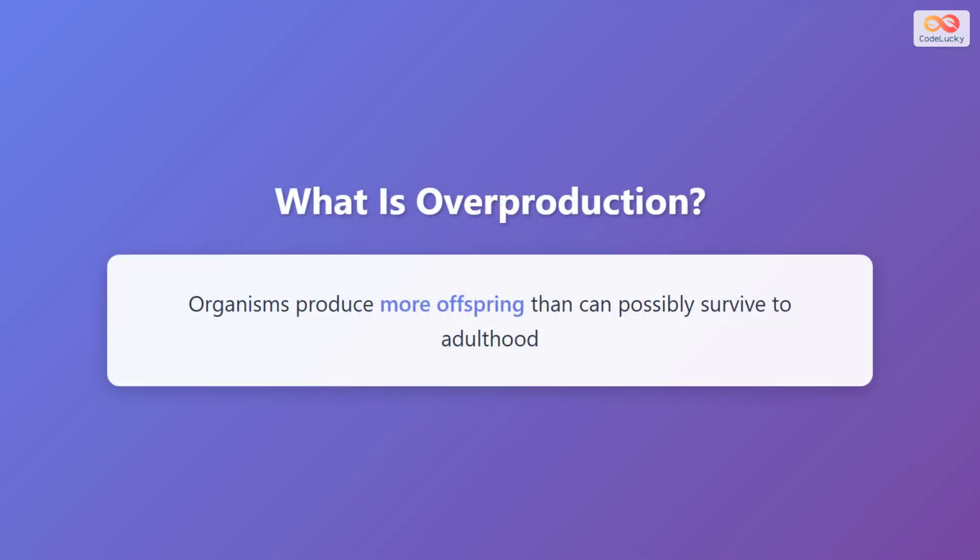So what exactly is overproduction? It's the biological principle that organisms produce far more offspring than can possibly survive to reach reproductive age. In nearly every species on Earth, from the smallest bacteria to the largest mammals, parents produce many more young than will ever make it to adulthood. This might seem wasteful at first, but it's actually a crucial evolutionary strategy.